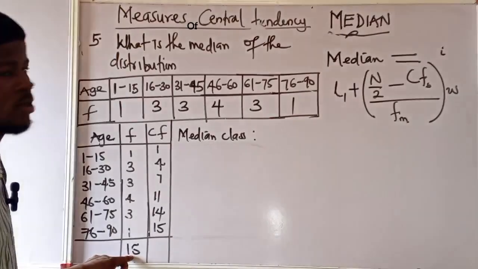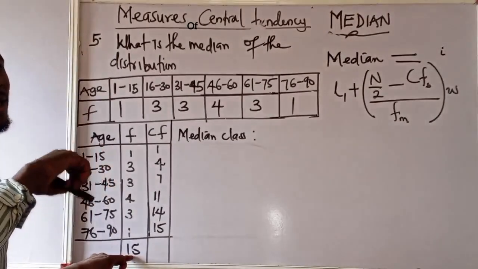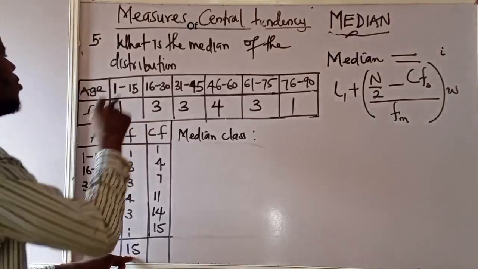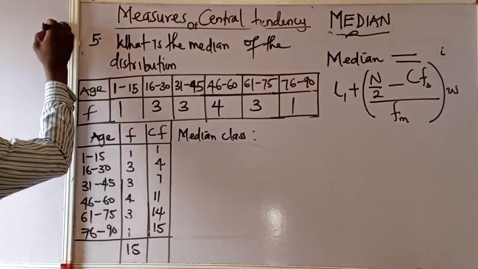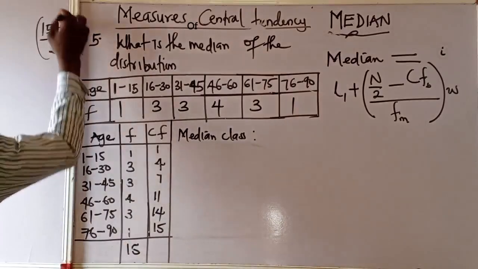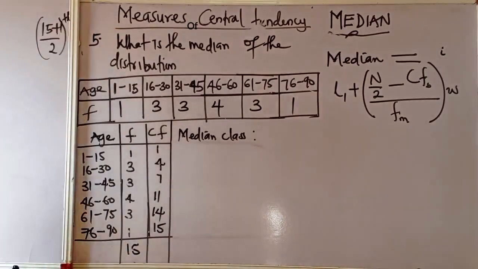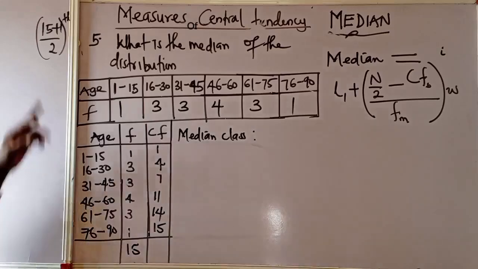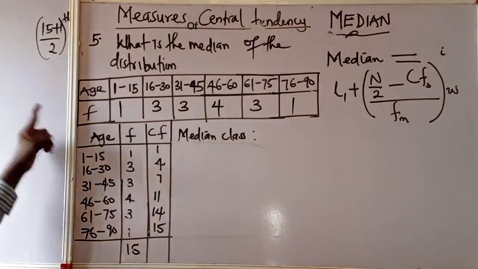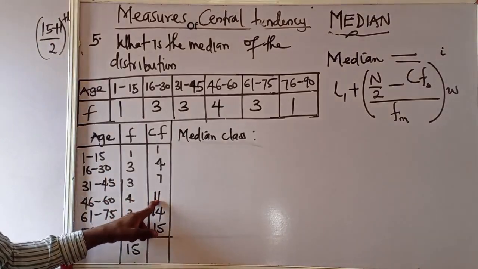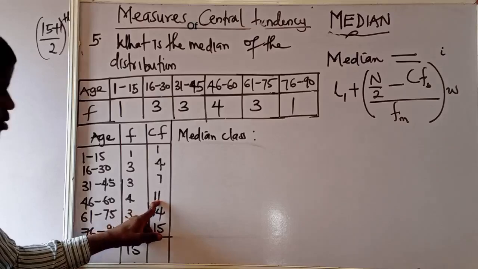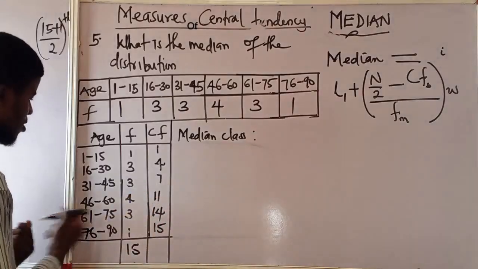Okay, so as we did in the last example where the data was not grouped, we said if it is odd, it will be 15 plus 1 over 2, right? 15 plus 1 over 2 is 16, and 16 divided by 2 is 8. So if you trace it down, this is where 8 is, right? The smallest number where we can find 8. So this is the median class.